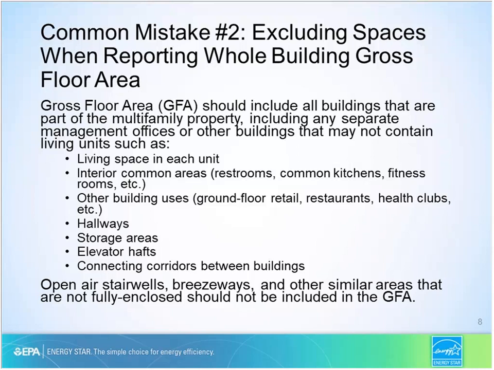Retail spaces should be broken out as a separate use type if they exceed 5,000 square feet and have exterior entrances to the public. Restaurants, health clubs, and other non-scorable spaces should be broken out if they account for 25% or more of the total building gross floor area. The only spaces that should not be included are spaces that are not fully enclosed. Additionally, if shared amenities or leasing offices exist in their own structures separate from the living units, their building gross floor area must also be included in the whole property's gross floor area.